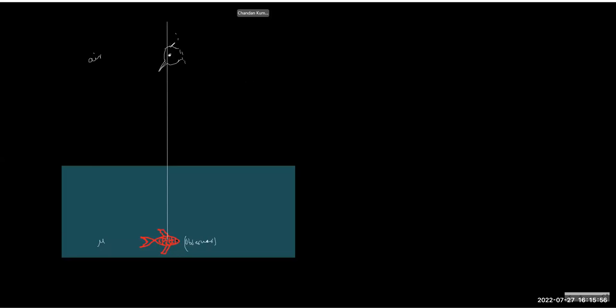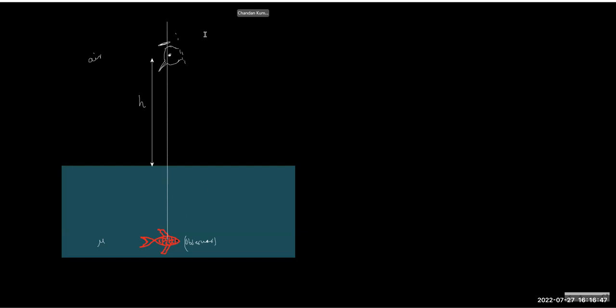So now this is the kingfisher, and this is the fish. And now what I'm saying, the fish is the observer. Kingfisher is in air. So the question is, let's say the height of the kingfisher from the interface is H. So first of all, you just draw the ray diagram to find the apparent height of the kingfisher with respect to fish. Now fish is the observer.